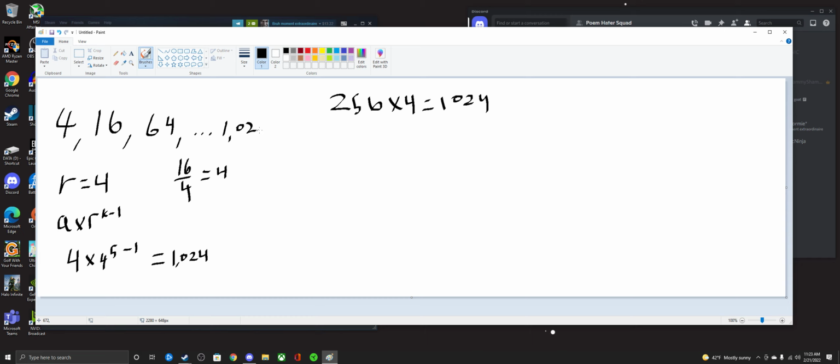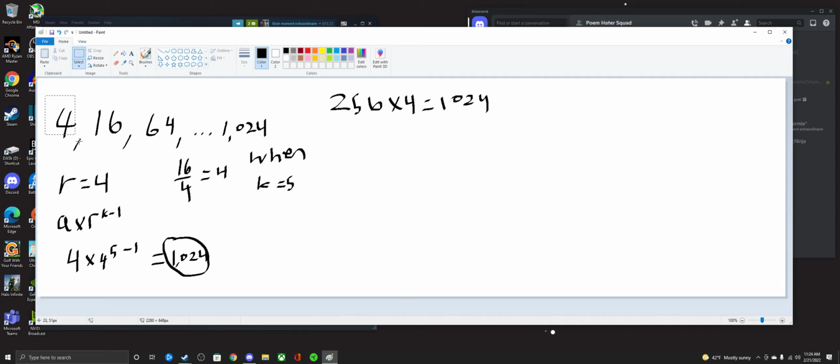So we'll say that when k equals 5, as in when we're looking for the fifth term, that yields 1024. So 1024 is the fifth term of the sequence. And that's how you would find it with the equation a times r to the power of k minus 1.